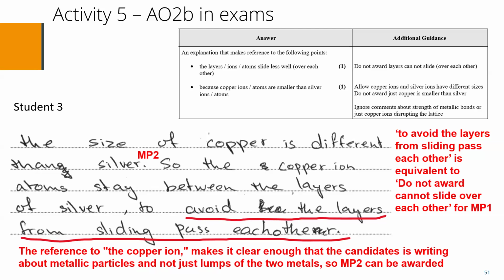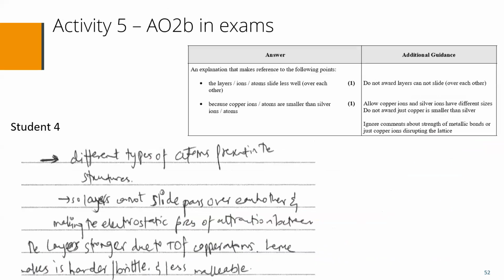cannot slide over one another. So I'm not giving MP1. So I'm only awarding 1 mark there. Some other examiners may think that that's being harsh and would be happy to give 2 marks there. But I'm telling you what I would do in that situation. Okay, there's student 4.